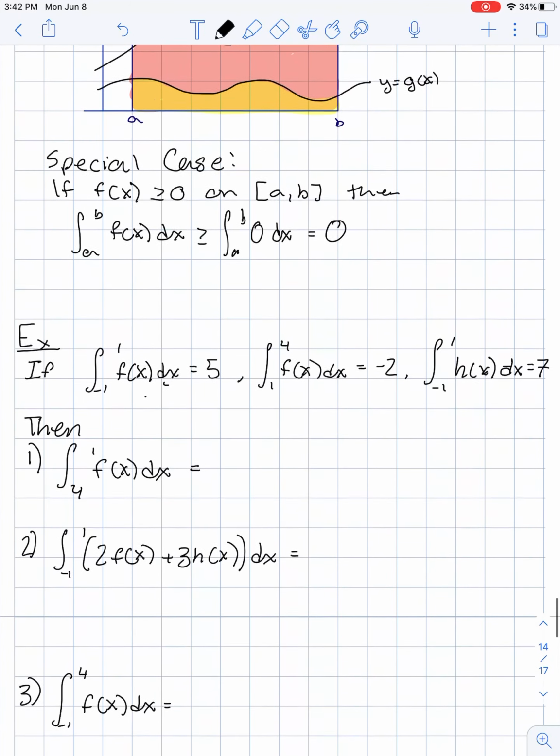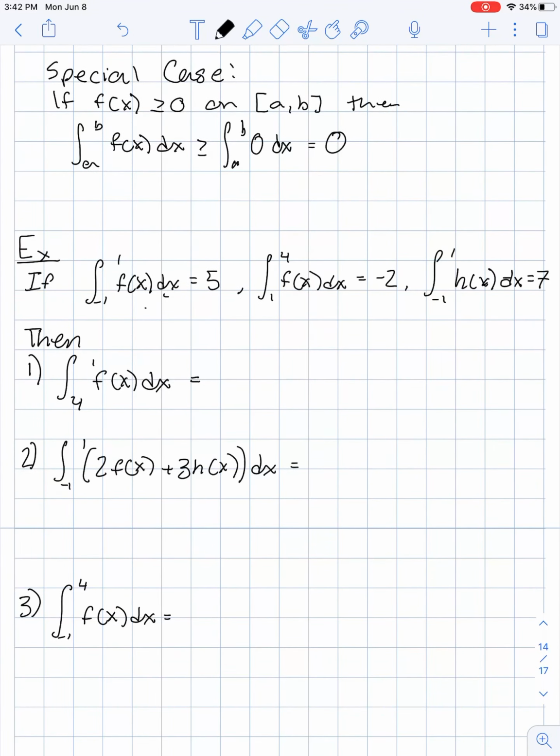All right, so let's do a few exercises from what we know so far. So if the integral from -1 to 1 of f of x dx is 5, the integral from 1 to 4 of f of x dx is -2, and the integral from -1 to 1 of h of x dx is 7, then what can we figure out from these three expressions?